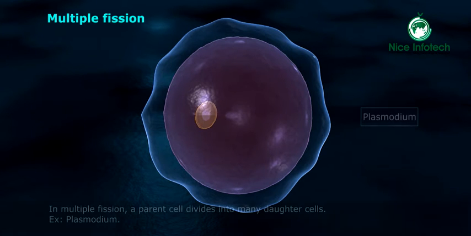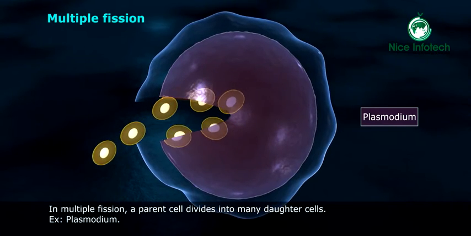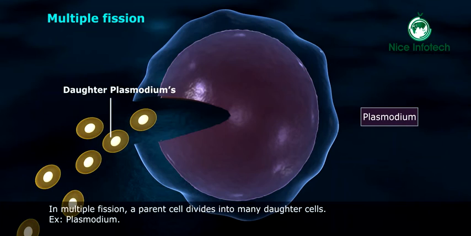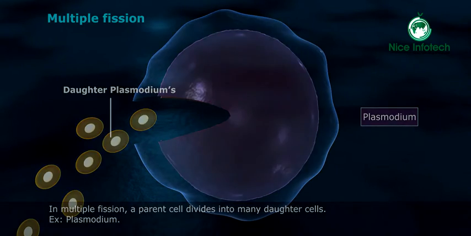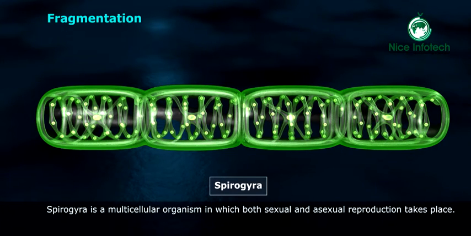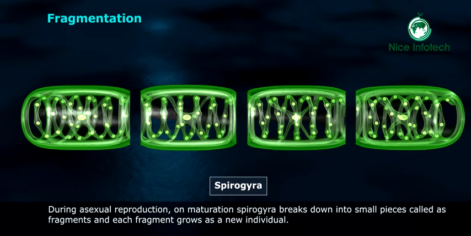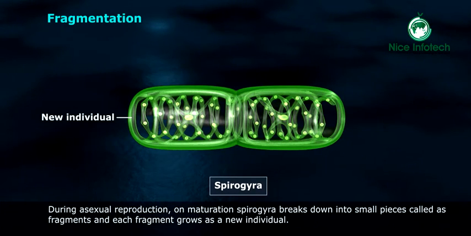Multiple fission. In multiple fission, a parent cell divides into many daughter cells. Example: Plasmodium. Fragmentation. Spirogyra is a multicellular organism in which both sexual and asexual reproduction takes place. During asexual reproduction, on maturation, Spirogyra breaks down into small pieces called fragments, and each fragment grows as a new individual.